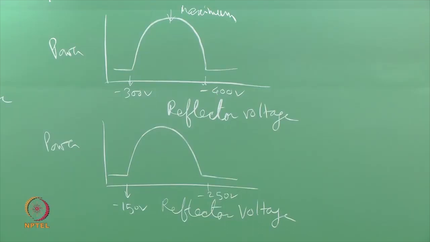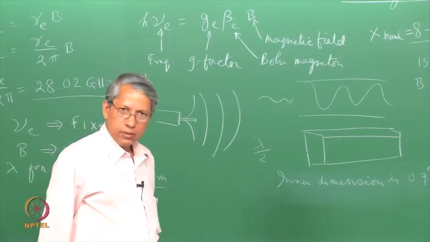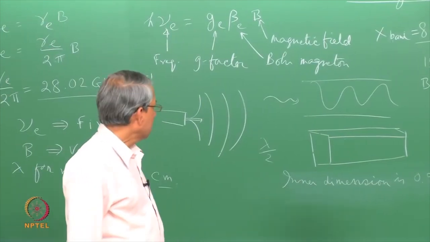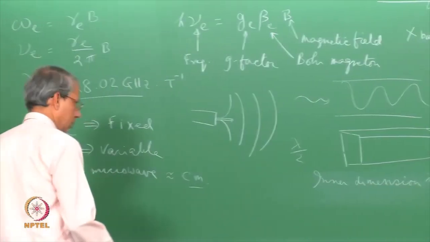Now, other than the klystron, a more modern microwave source that is being used in the EPR spectrometer is a solid state device, called a GaN oscillator.